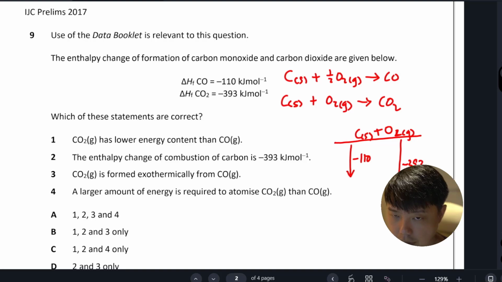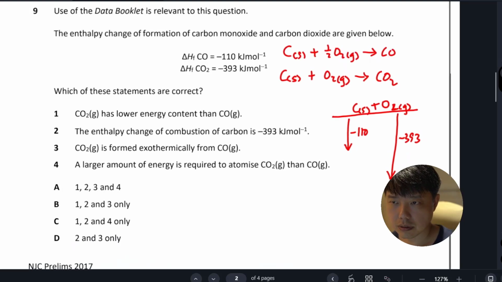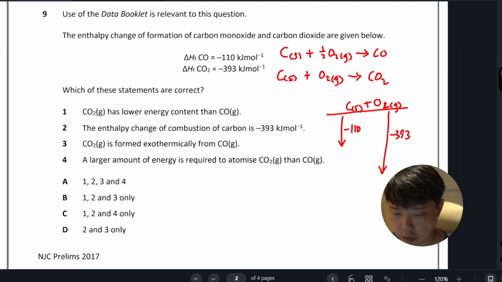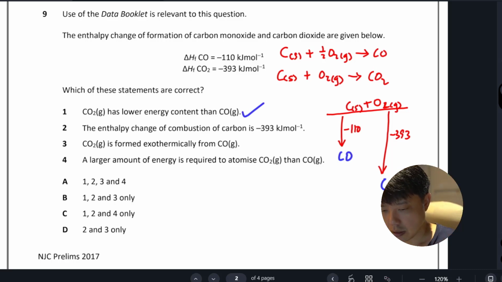Okay, so question 9 from IJC. I very briefly write down whatever the question has said, which is enthalpy formation of CO and CO2. Which of the statements is correct? You can see that actually option 1 is very obviously correct: CO2 will have a lower energy level than CO. So option 1 is correct.